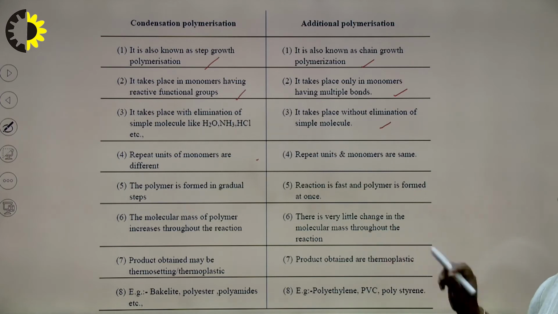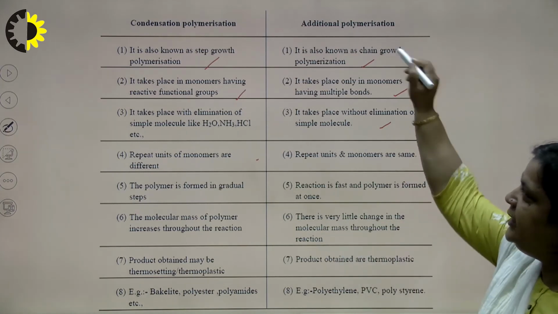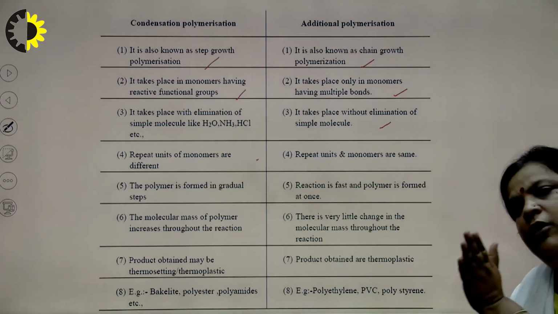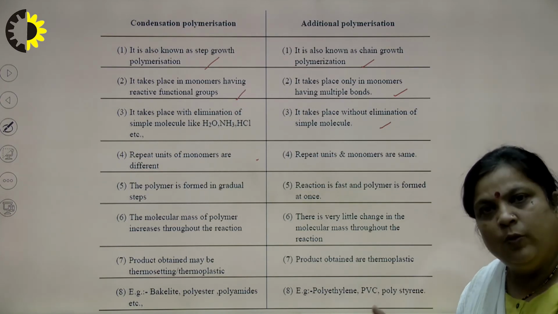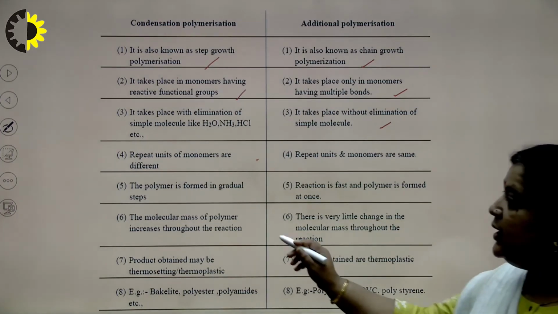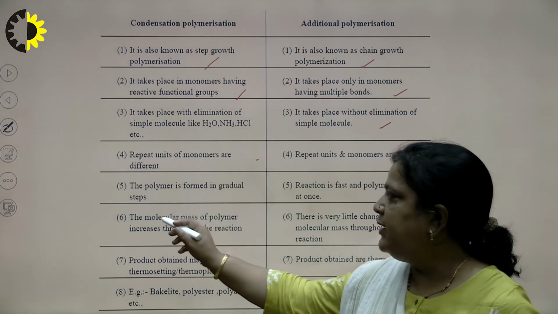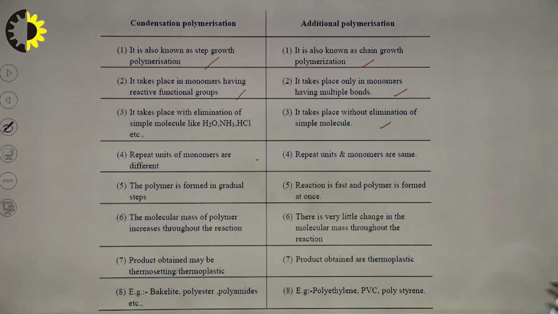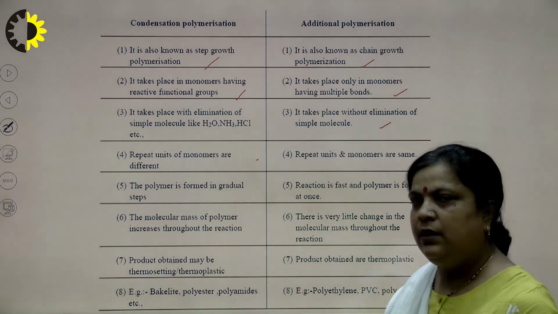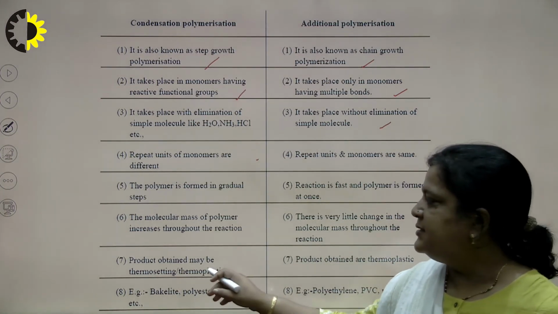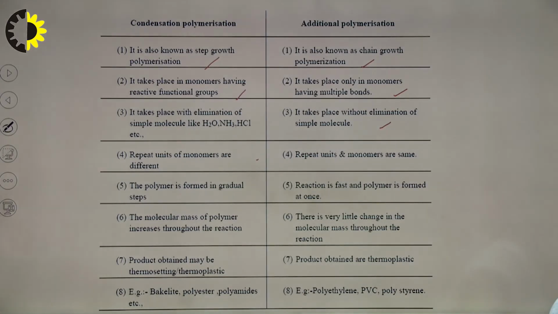There is very little change in molecular mass. We can say that the average molecular weight of an addition polymer is an exact multiple of the molecular weight of the monomer, because nothing gets liberated, while in condensation something gets liberated. So it is not an exact multiple; the molecular mass of the polymer increases throughout the reaction. In addition polymerization, generally thermoplastic products are formed, while in condensation, hard, brittle, thermoplastic or thermosetting products get formed.